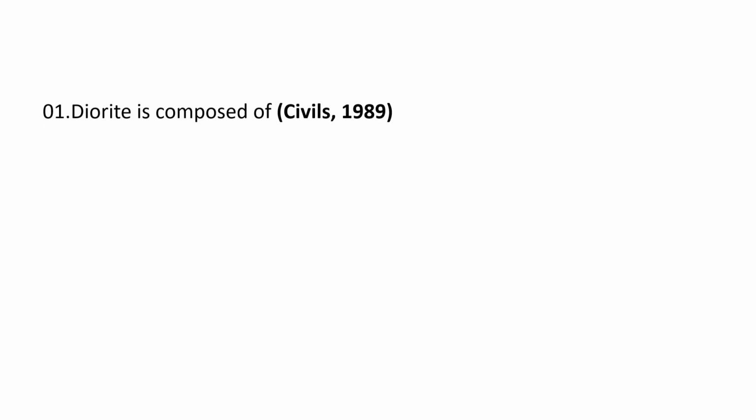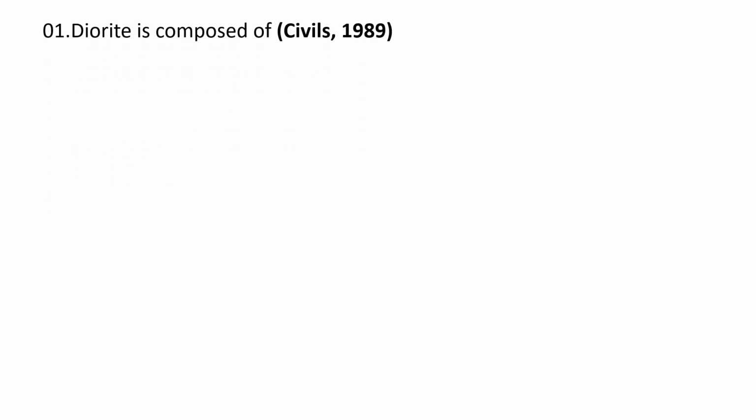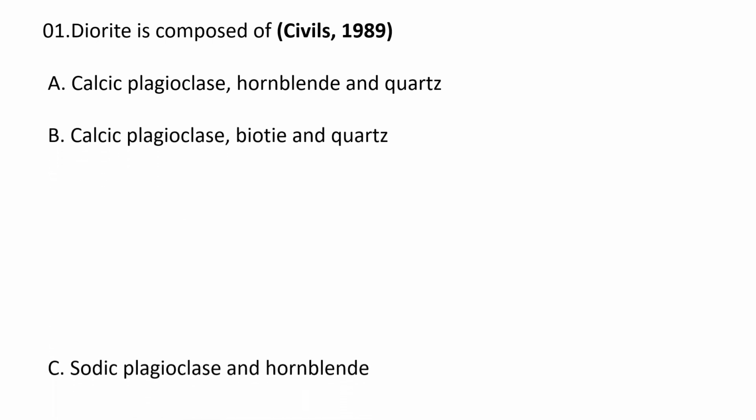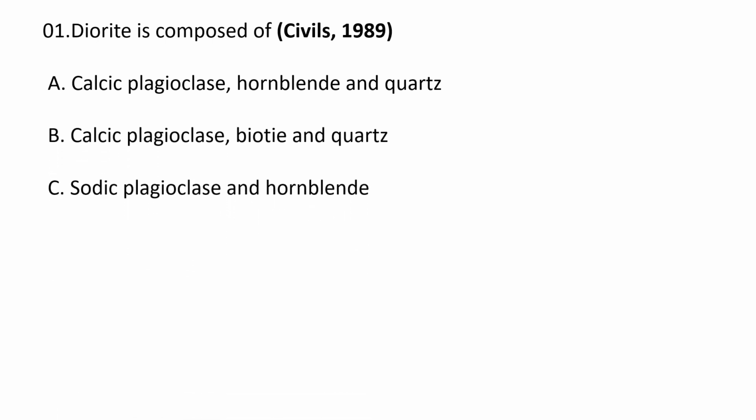First question, diorite is composed of. So these are the questions asked in Civil Services Prelims exam 1989. The choices given are A. Calcic plagioclase, hornblende and quartz. B. Calcic plagioclase, biotite and quartz. C. Sodic plagioclase and hornblende. D. Quartz, potash feldspar and mafics.